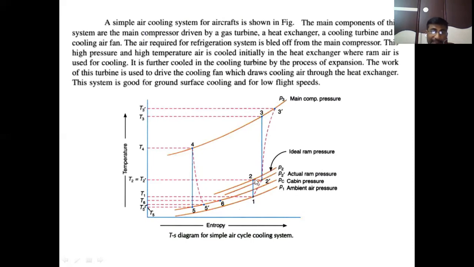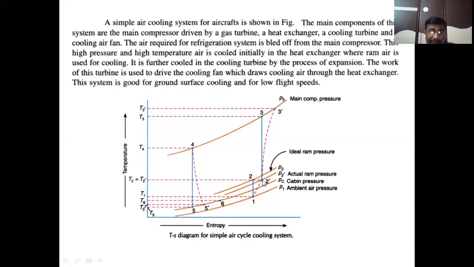But in actual, while entering the aircraft, in the diffuser there is a pressure drop due to the friction between the air and the diffuser surface. So due to that pressure drop, the actual pressure after ramming action is P2 dash. Actual ram pressure is P2 dash. The state of the air after entering is 2 dash. There is a slight pressure drop in the diffuser from P2 to P2 dash due to friction between air and diffuser. So finally, we have the state of the air at 2 dash after ramming action.